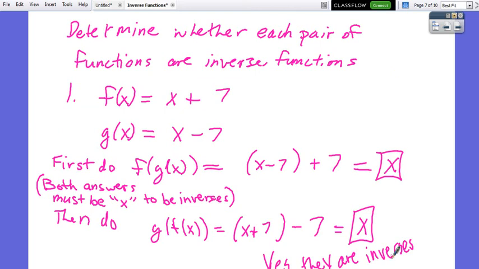It should be pretty clear to you that when we plug function g into function f, the 7 and negative 7 cancel and you get x. When I plug function f into function g, again 7 and negative 7 cancel and it leaves me with x. So in both cases I was left with x, which is our input variable. Sometimes we call it the argument, like they did in the video I watched earlier. But yes, these are inverses. Got it? Yeah.